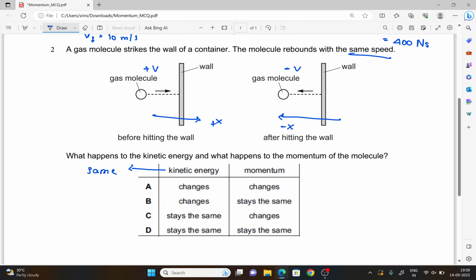So in this case, since it is bouncing back, the velocity will become negative. So the momentum changes. Let's say initially the momentum was 100 Newton seconds before hitting the wall. After hitting the wall, since it's coming in the opposite direction, the momentum will be something like minus 100 Newton seconds. The magnitude of momentum remains the same because the mass remains the same, and they're saying the speed remains the same. So the answer is option C. The kinetic energy stays the same, whereas the momentum changes.